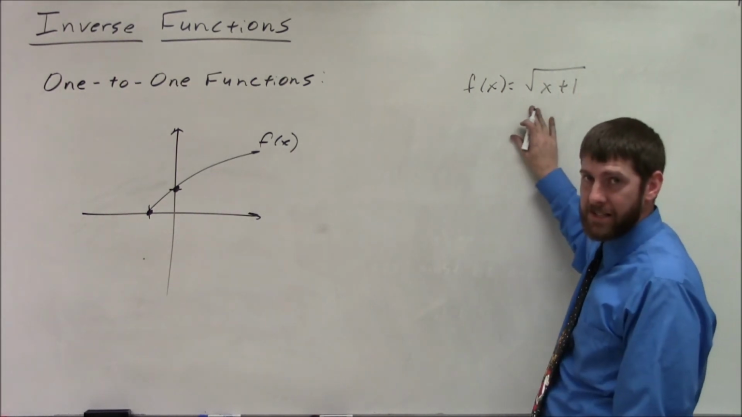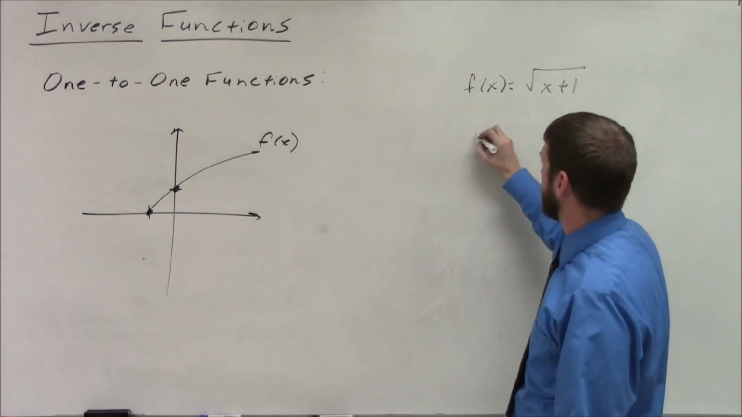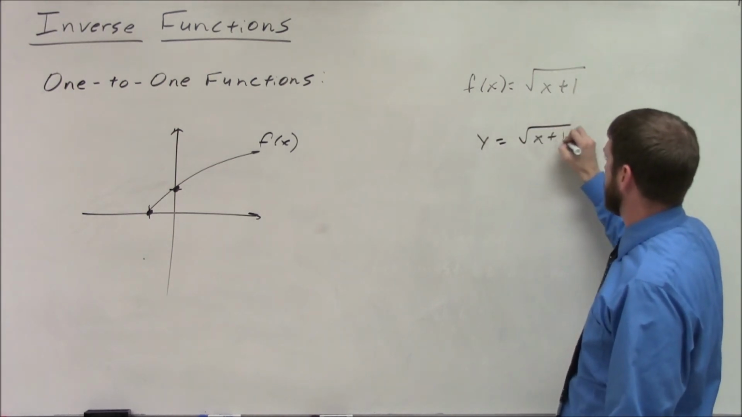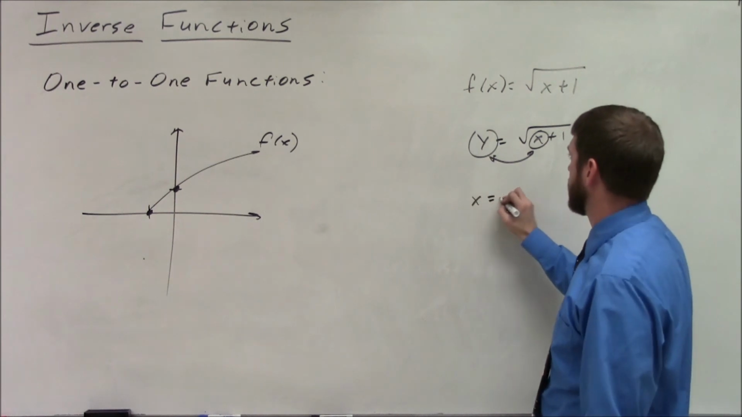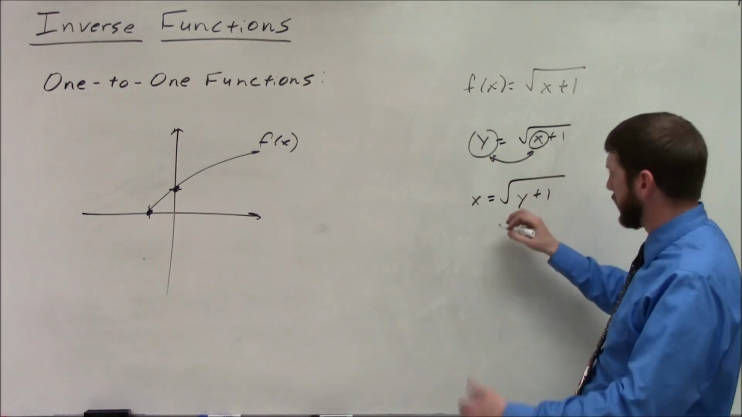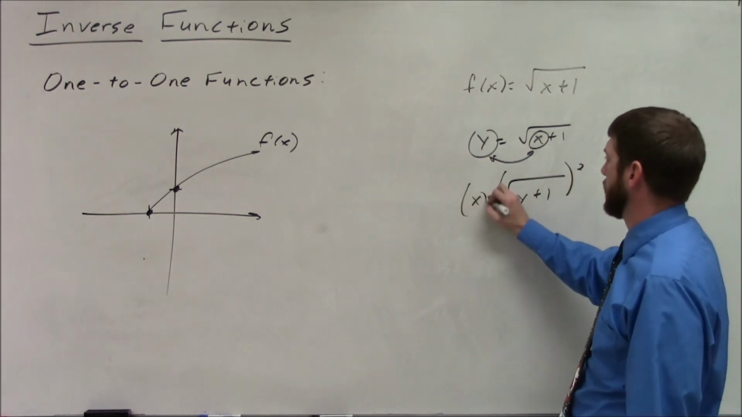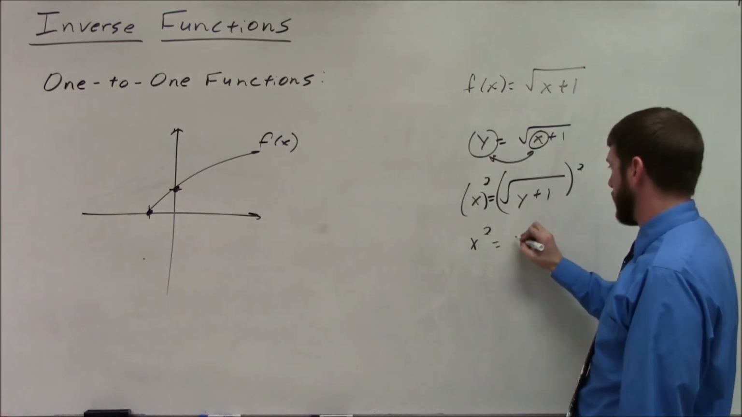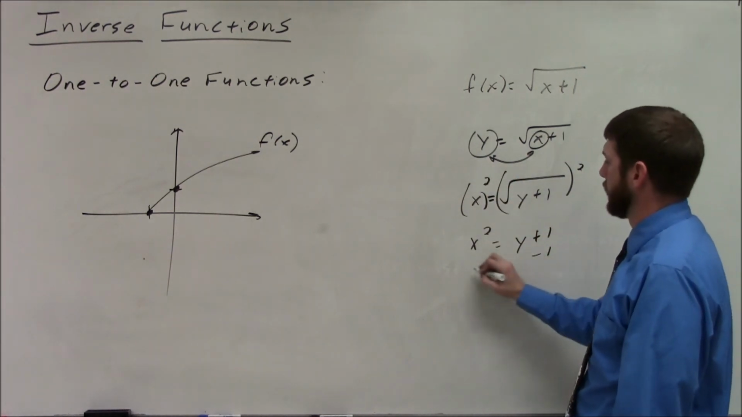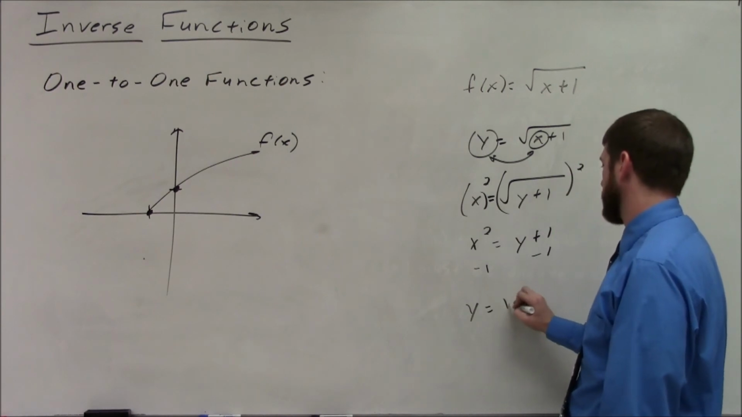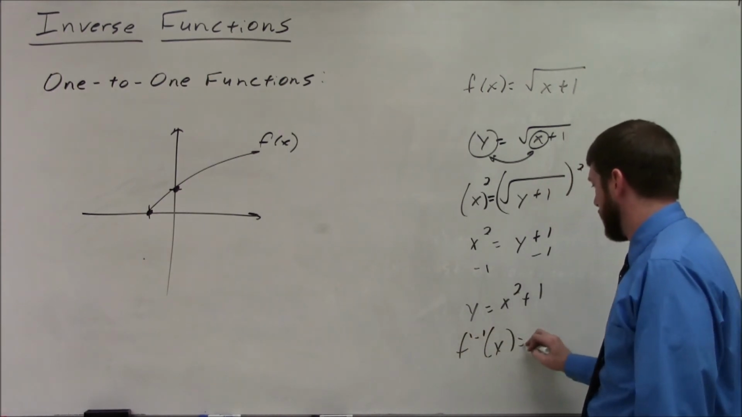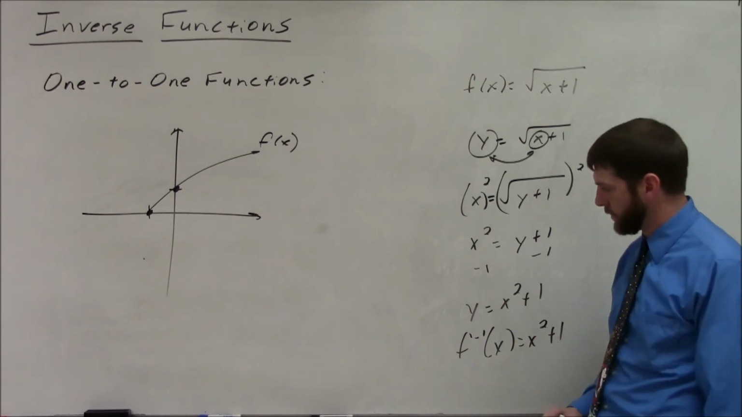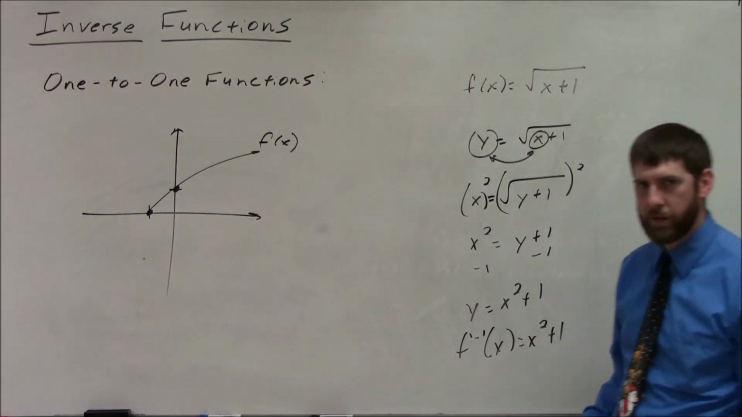Solve this. Find its inverse. Well, when I take y equals square root of x plus 1 and I swap them, I get x equals square root of y plus 1. Then we go through, it's a radical equation, square both sides. x squared equals y plus 1, move the 1. So y equals x squared minus 1. So we can say f inverse of x is equal to x squared minus 1. Oh, there's a little something wrong with that.